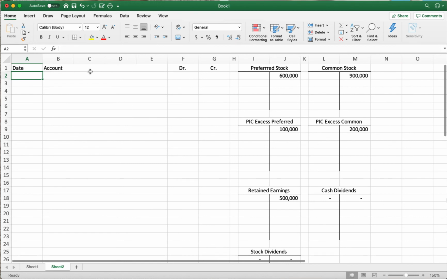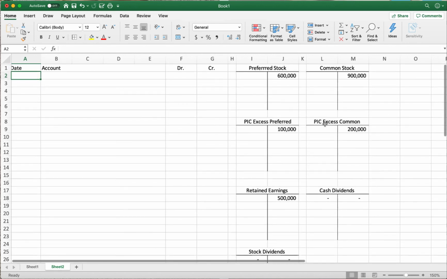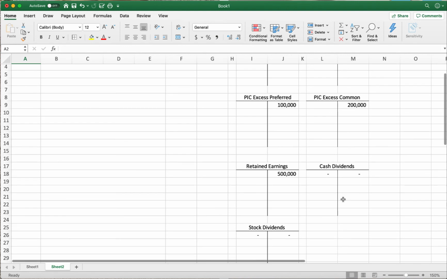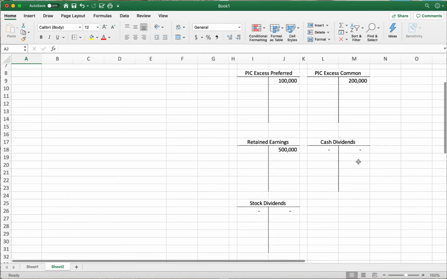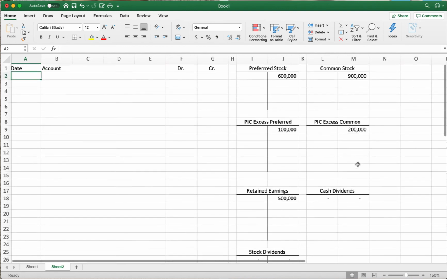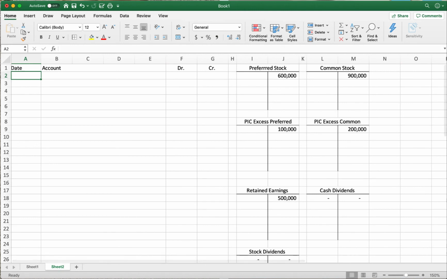You see that over here on the left with the date, account, debit, and credit. And then I created our T accounts for preferred stock, common stock, paid in capital in excess of par, preferred stock, paid in capital in excess of par, common stock, retained earnings. And then I know that we're going to hit cash dividends and stock dividends, so I just went ahead and created those. How did I know that? Well, because I read the problem and I know it's pretty much identical to the one we did before.